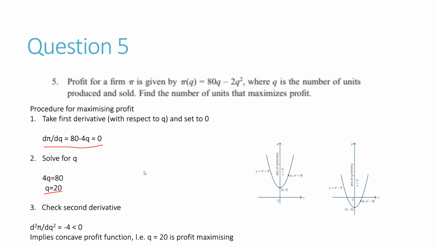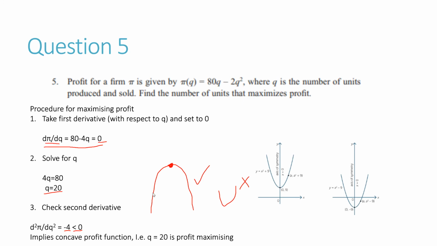We just now need to check the second derivative, just to make sure we are indeed maximizing and not minimizing. So we take the second derivative and we end up with -4. It's less than 0, which means our profit function looks something like this, in that it's concave, and it's not convex. So we know at the stationary point, when that first derivative is equal to 0, we do in fact have a maximizing value of Q.